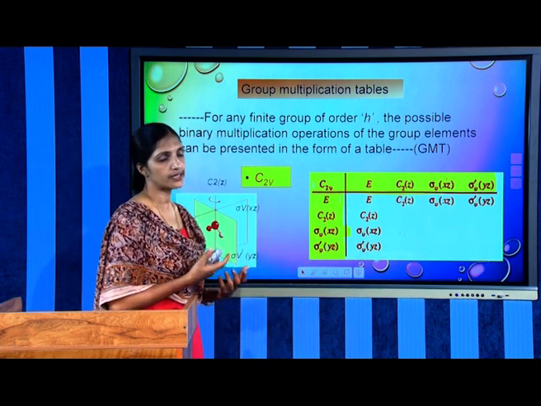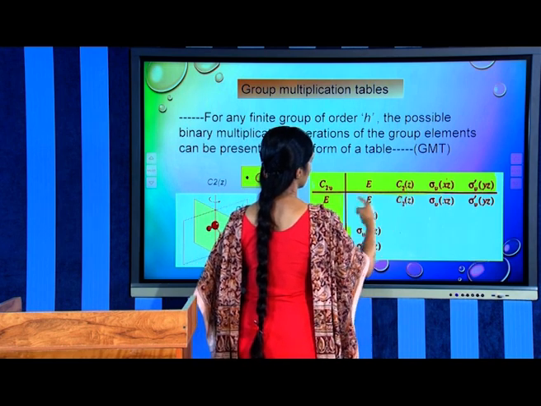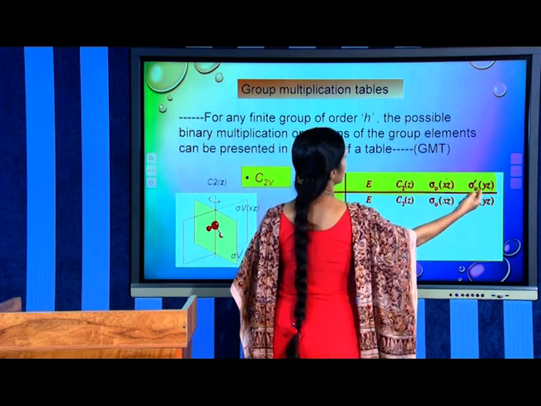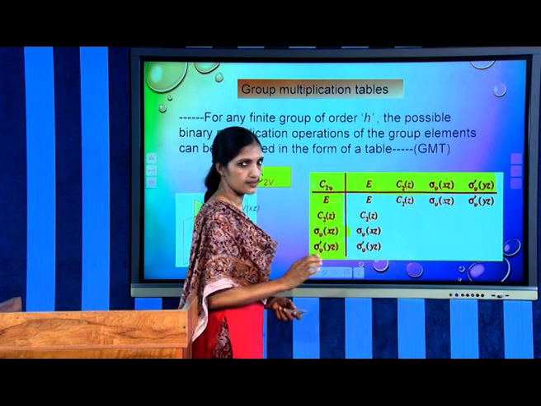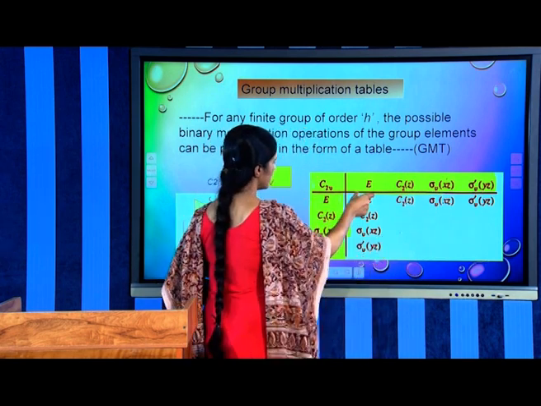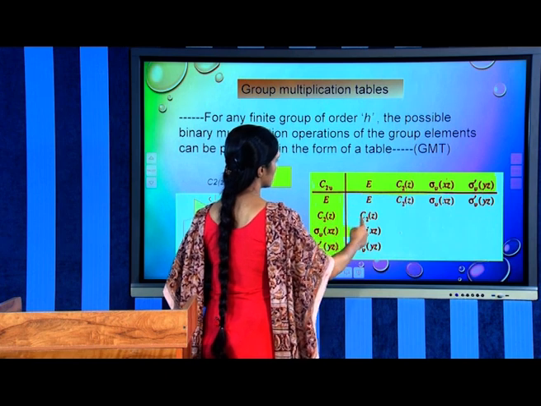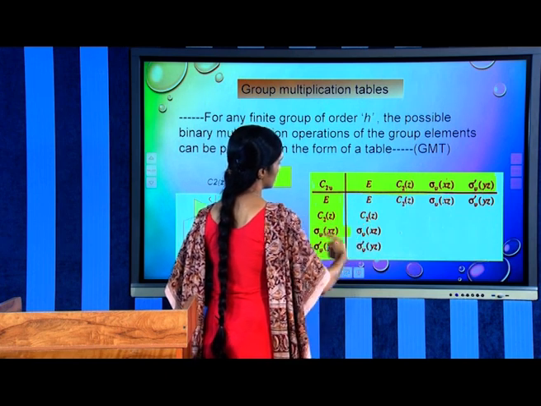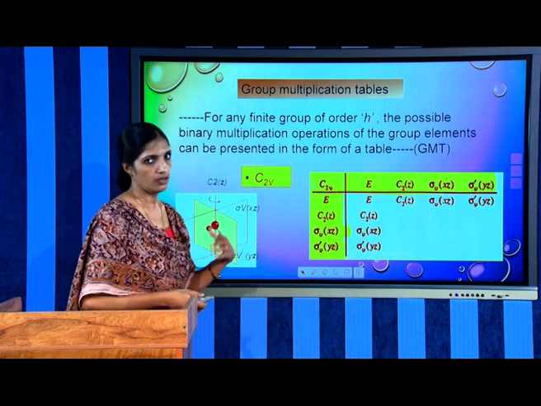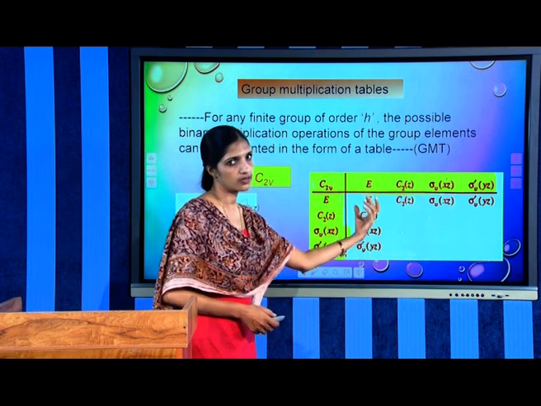Now we have to multiply them, that is the binary multiplication. E into E is equal to E, and E into C2Z is equal to C2Z, E into sigma V xz is equal to sigma V xz only, and E into sigma V dash yz is equal to sigma V dash yz. There is no change. That means this row can be repeated here also. Okay, and this column we have to multiply with this. E into E is equal to E, E into C2Z equal to C2Z, E into sigma V xz equal to sigma V xz, and E into sigma V dash yz equal to sigma V dash yz only, because multiplying with E makes no difference. So we have to repeat this portion again in this column, right?